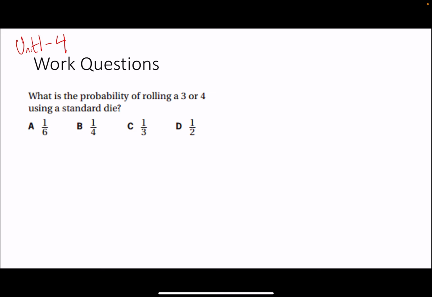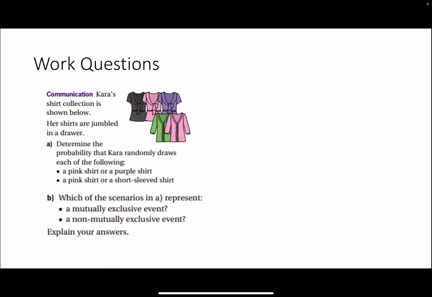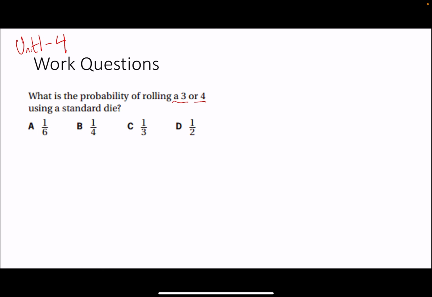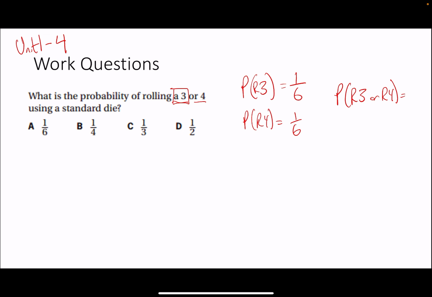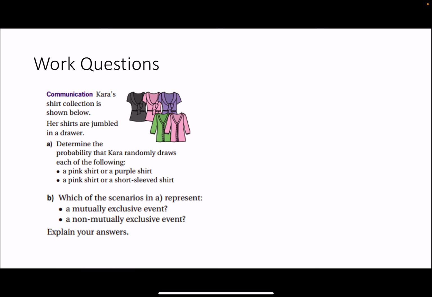Okay, we're looking at work questions for Unit 1.4. What is the probability of rolling a 3 or a 4 using a standard die? Now, they're mutually exclusive events, so the probability of a 3 on a standard die is 1 over 6, and the probability of rolling a 4 is 1 over 6, so the probability of rolling a 3 or a 4 is equal to 2 over 6, and that is equal to 1 over 3. So the answer is C in that case.